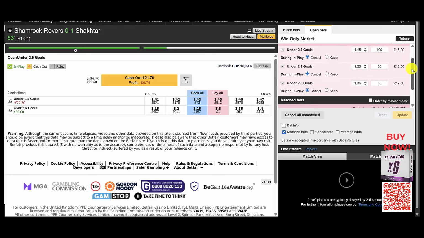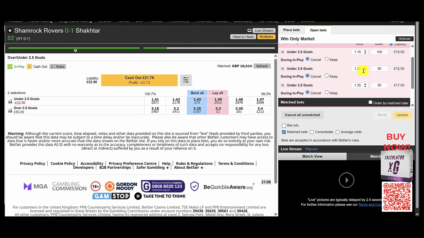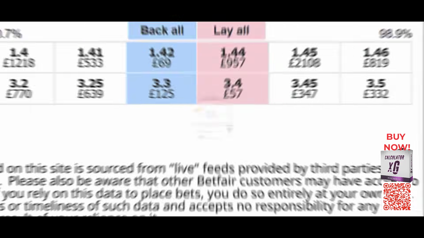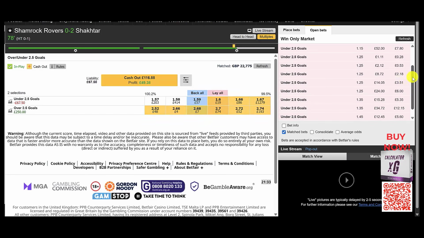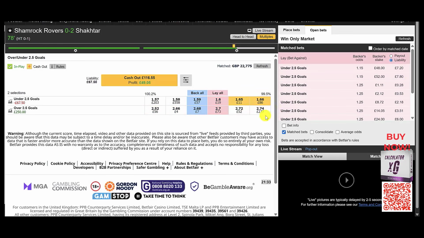We split up the stake. We're going to be laying under 2.5 goals all the way down to 1.15, and let's see if we can get a goal, and obviously we'll reassess at that point. Let's see what happens. We'll keep you updated. 77 minutes on the clock. The goal we were expecting has arrived. As I said, when you're expecting the goals, you are expecting them, you just don't know when that goal is going to arrive, and this one arrived pretty late. So we got all our lay orders matched in the market. We've got £250 of green, and at this point it's worth checking the XG.